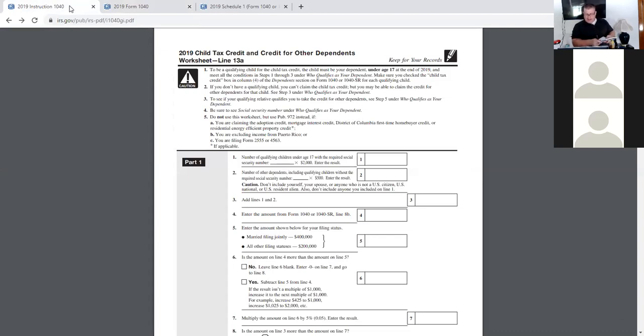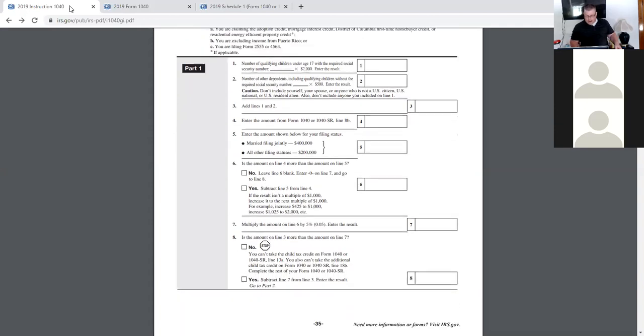Line 6 is the amount on line 4 more than the amount on line 5? And the answer is no. So if no, leave line 6 blank, enter 0 on line 7, and go to line 8. So we'll go down to line 8.